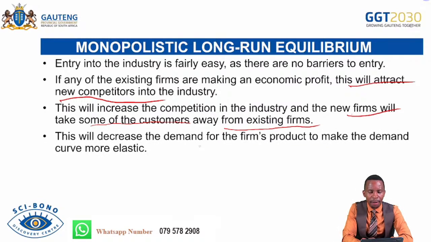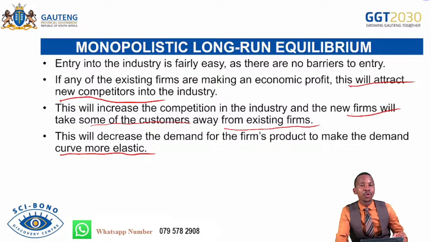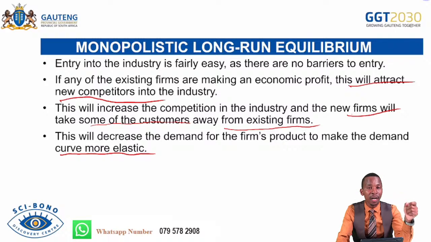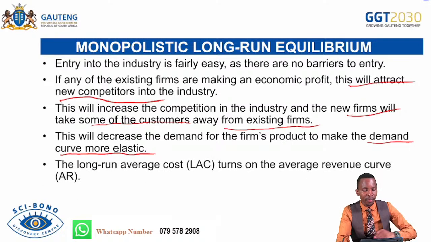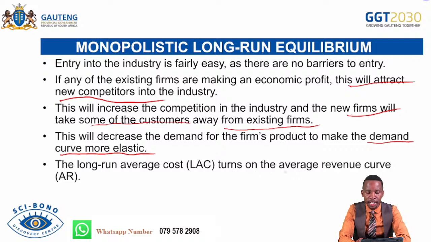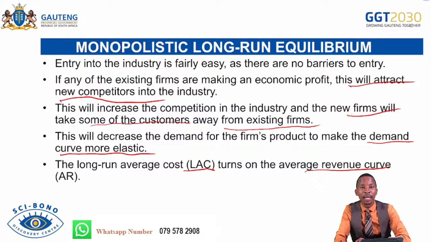So this will decrease the demand for firms' products and make the demand curve more elastic. Because of the competition, the demand for goods will decrease from the existing firms. And then that will lead to the demand curve becoming relatively elastic because there is high competition that now exists since firms have entered the market. The long run average cost, LAC, turns on the average revenue, which is AR. If we talk about this long run equilibrium, the LAC will simply turn along or will turn on the average revenue curve.